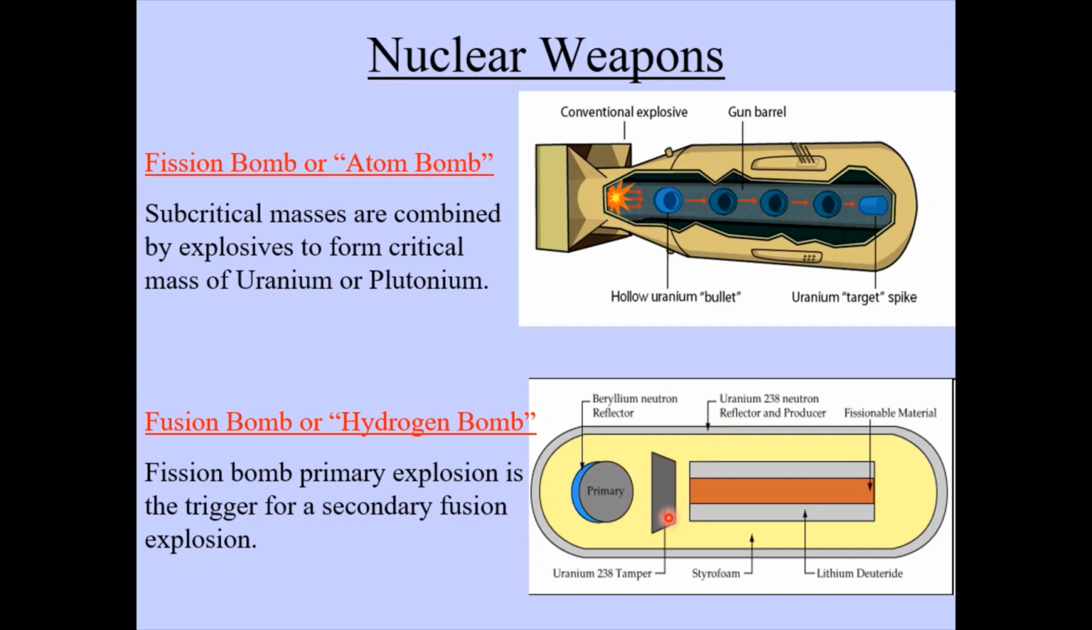The way these work is they actually use a fission bomb like this here as what's called a primary, or a trigger, that starts the fusion reaction over here, and the secondary reaction here is a fusion reaction, which basically is fusing isotopes of hydrogen like tritium and deuterium. They fuse together and basically release a huge amount of energy.